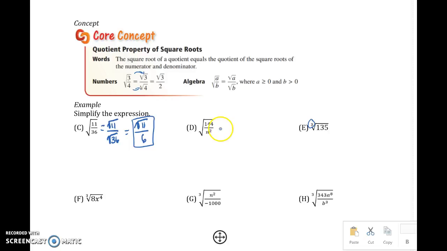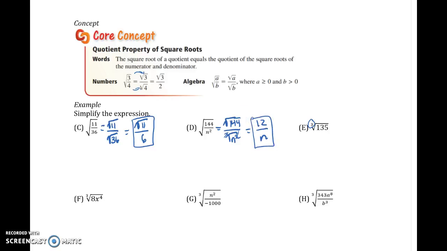D, same deal, right? I can split up that square root, so it's square root of 144 over the square root of n squared, and this is great because I know the square root of 144 is 12, and the square root of n squared, remember that's a little 2 here, so it cancels out the 2 inside, and we're left with an n. Okay?